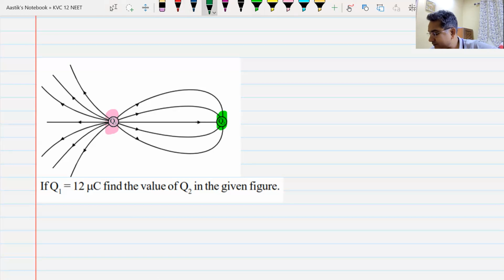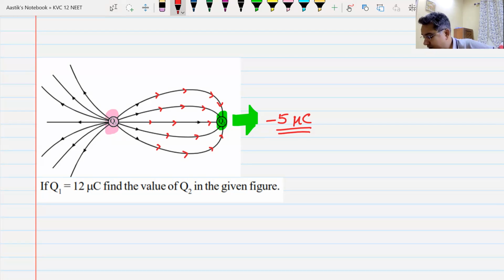And the answer is -5 microcoulomb. Why is it -5? Why is it minus? It is minus because electric field lines are going towards it. You can see the electric field lines going towards it, and therefore this is minus. Do we understand this?